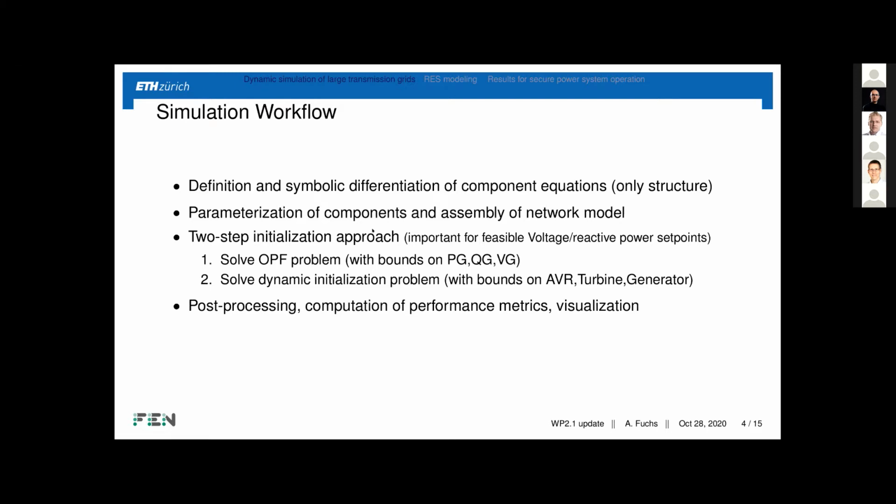And the dynamic initialization that we have to perform, for instance, for different load flow scenarios in the European model, is pretty tricky, because first of all you have to provide feasible voltage and reactive power set points to the problem. So there we applied a two-step solution. First, we converted to an OPF problem and determined reasonable settings for the reactive power and voltages. And then we solved the dynamic initialization problem. Usually you try to solve it directly without this first step, but for this large problem, we had to introduce this step. And afterwards, we post-process and extract the performance metrics we are interested in.